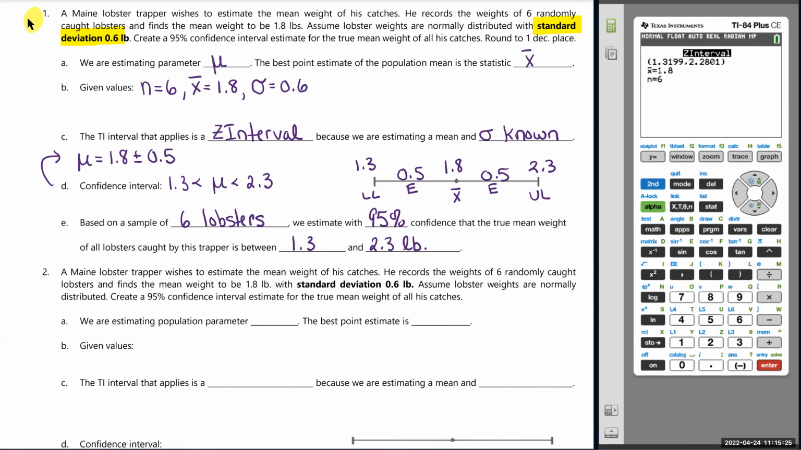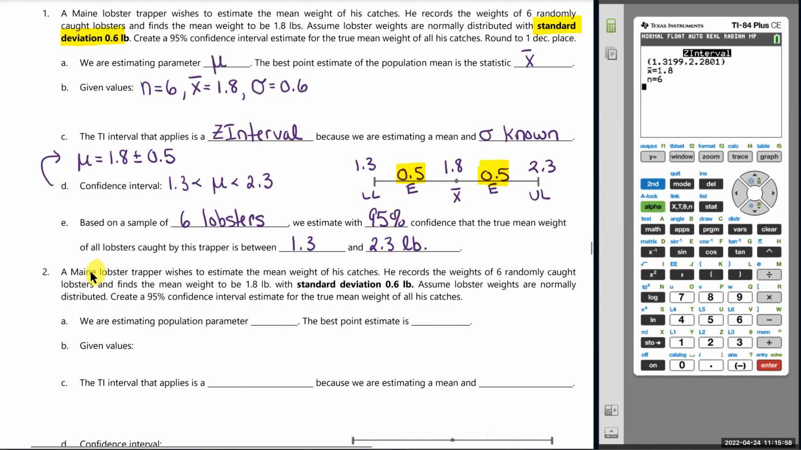So I'm going to just highlight a couple of things here. Our accuracy is our margin of error. So we are accurate to within 0.5, and again, units are pounds. So we think this is the answer for all his lobsters, on average 1.8 pounds, and we are accurate to within 0.5 pounds.